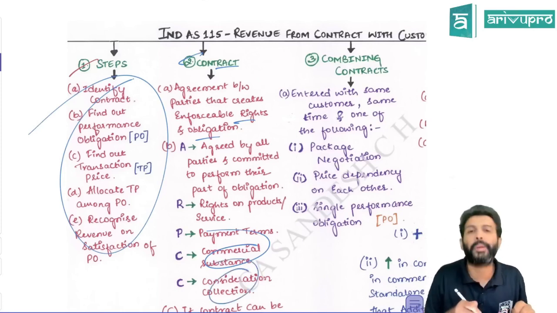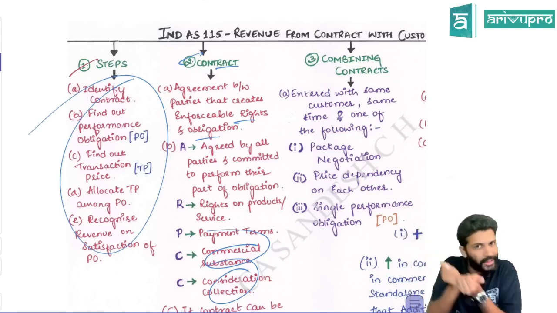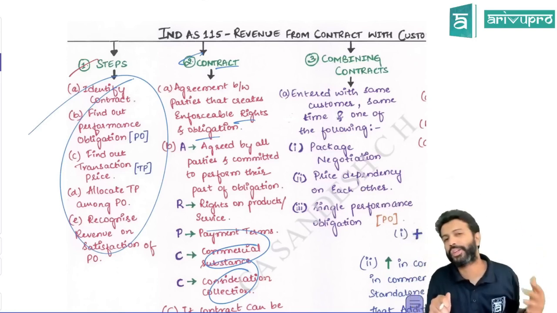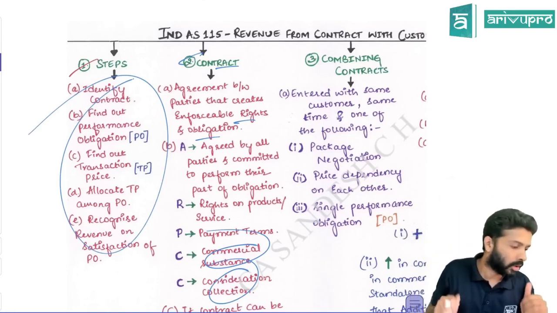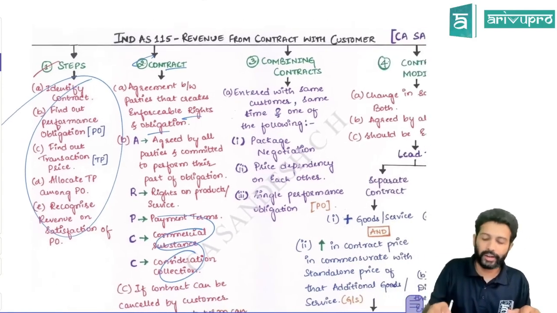And the collection of consideration should be probable. Meaning after selling, you should have reasonable assurance that you will collect the money. It's not that you must collect the money immediately. If you have reasonable assurance that you will collect the money from the debtor in future, that's good enough. So these are the features of a contract.